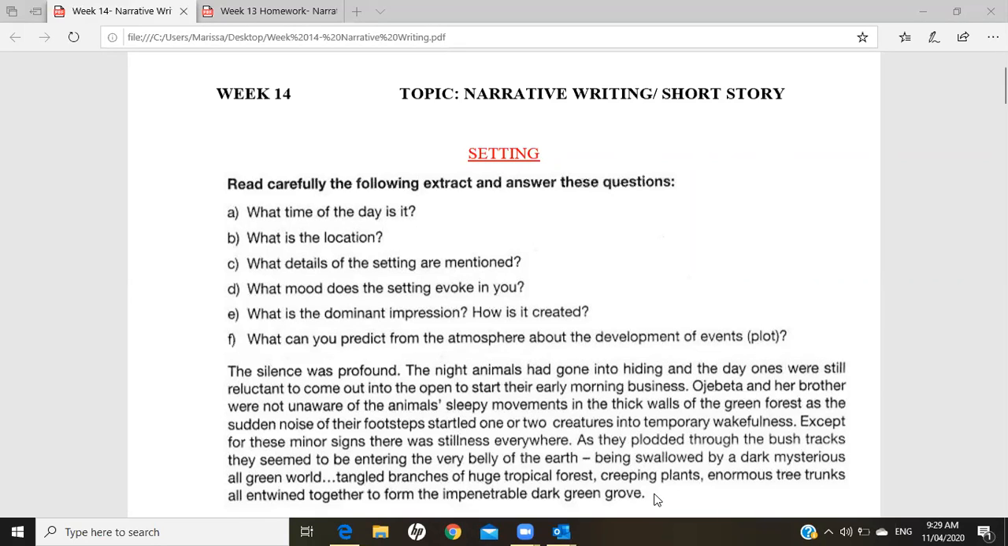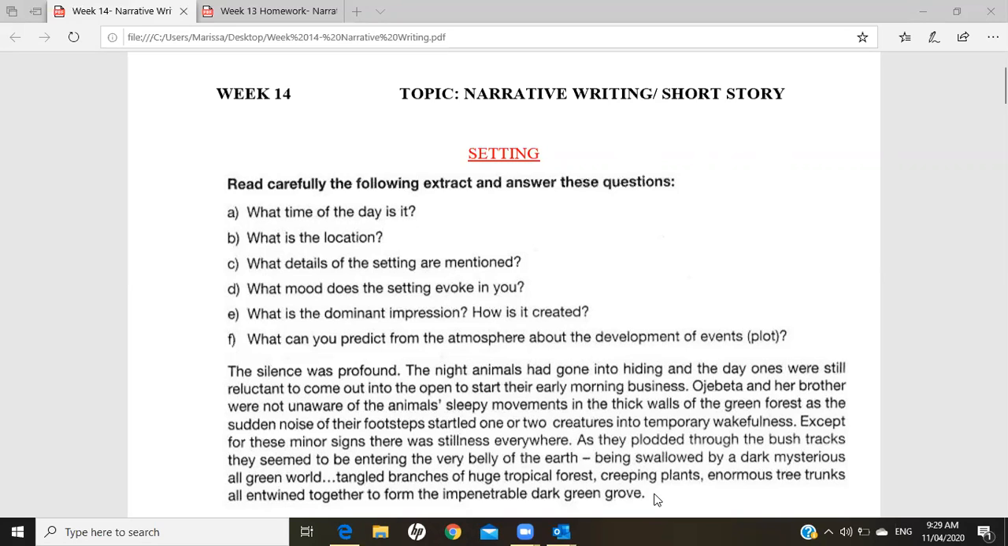And the last letter, F, says, what can you predict from the atmosphere about the development of events in the plot? So just from the atmosphere, we know that the atmosphere in this story is one of fear. So we know that they are going on an adventure, but it's a frightening one. If you had to develop the different events of the plot, like the rise in action, the climax, the fall in action, and the resolution, if this was the first paragraph of your story, how would you continue this story and what would happen?